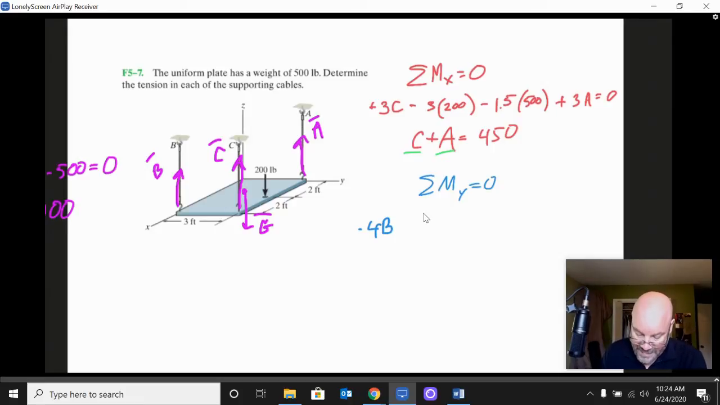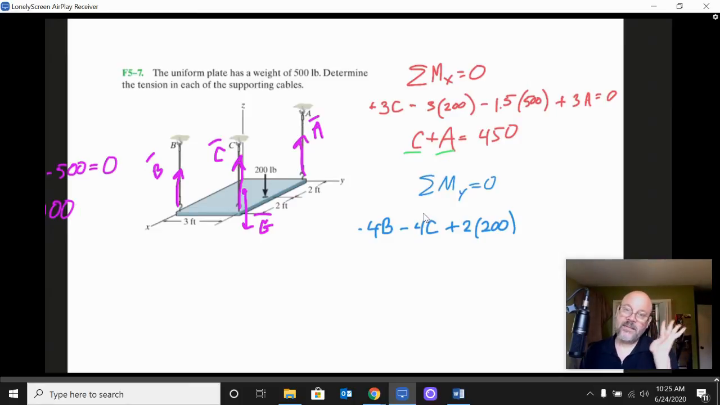So I got C on there. C is going to be negative 4C. And then I've got my 200. It's out there at a distance of 2. Okay. It's on the same side, but it's in the opposite direction, so we'll call that positive. Again, go through it with your hand. Convince yourself.